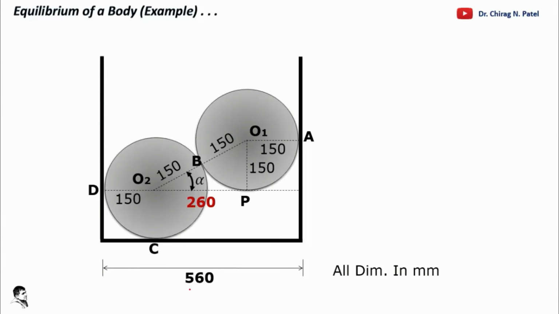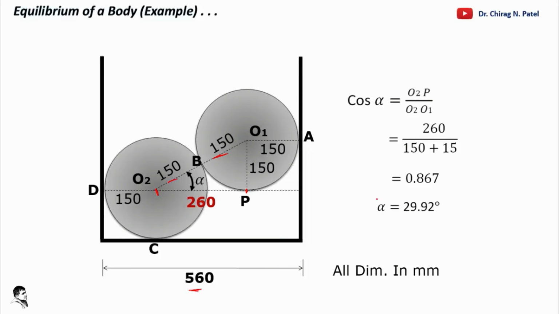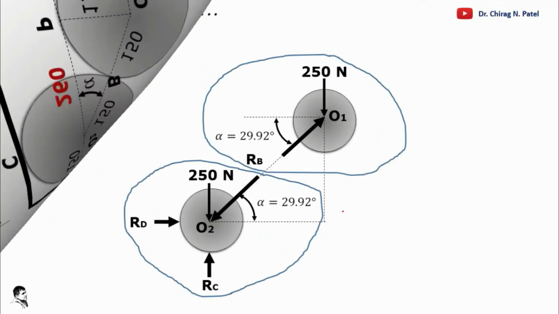For that again you require to resolve. 560 is the dimension. So you can start with half the portion of that, that is 260. 150 is again the radius of those spheres, so you can easily find out this alpha angle here. So if you require to find out the alpha angle, you can put a mathematical equation and find out alpha is equal to 29.92 degree here.